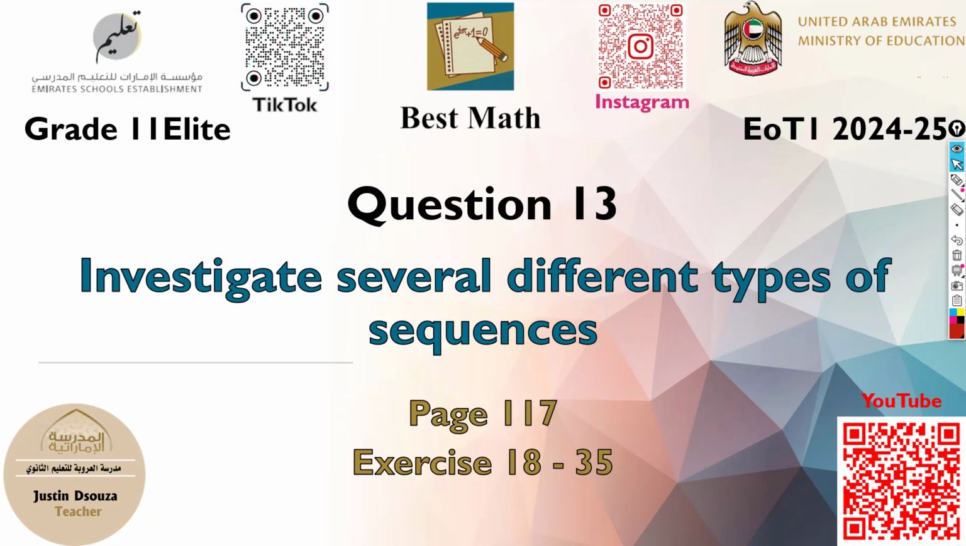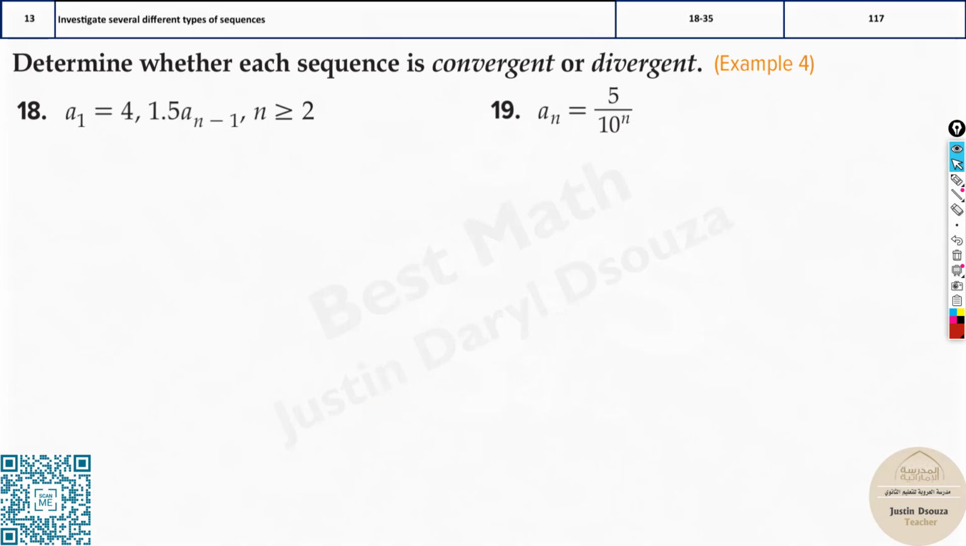Question 13 is to find the types of sequences. Here they're asking us whether the sequence is convergent or divergent. Now, whenever they have given you equations like this or like this, these are not the same type. First of all, this one is a formula which can be called an explicit formula. Explicit means you can get to any nth term directly.